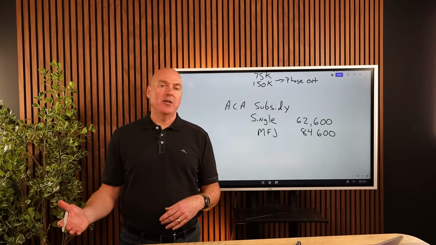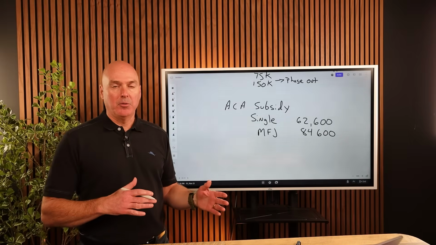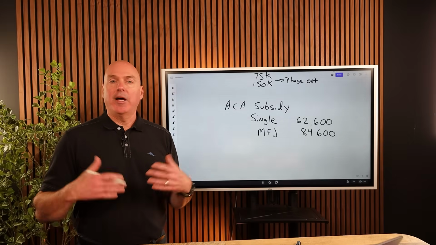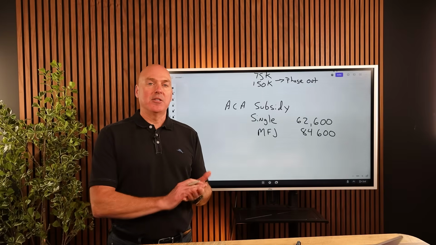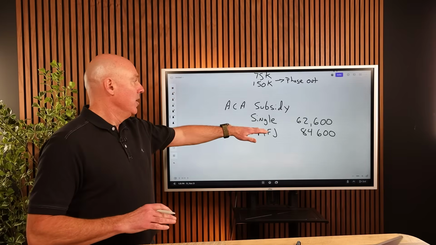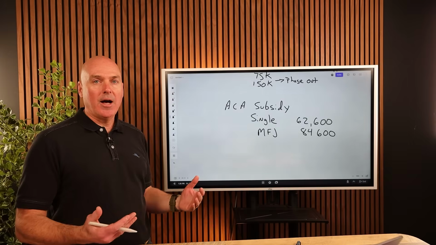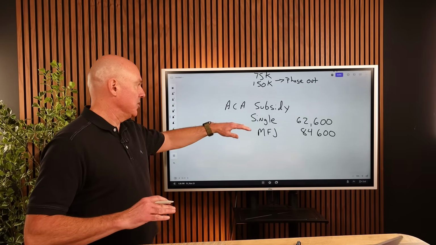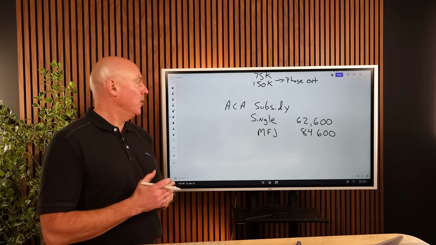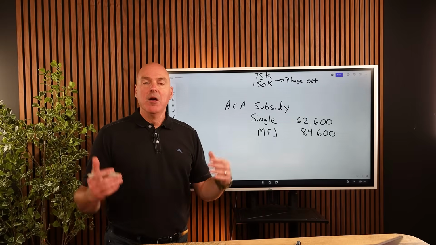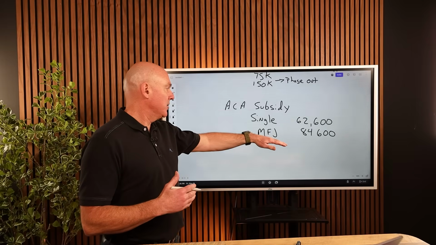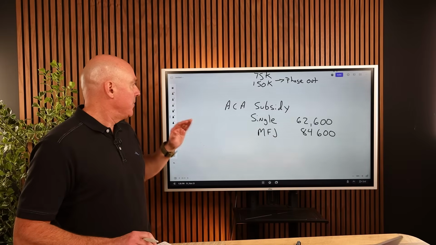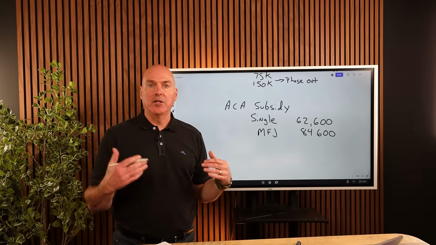Those were set to expire at the end of 2025, and with the One Big Beautiful Bill Act, those were left to expire. They did not extend those subsidies. A lot of people have been talking about this, but essentially what that means is that if you're over those thresholds, even by $1, you will not get any subsidy for your health care going on to those exchanges. They're fairly low, $62,600 for a single person, and if you're a married couple filing a joint tax return, it would be $84,600. But that's a big savings, and we're going to talk about this a little bit more.